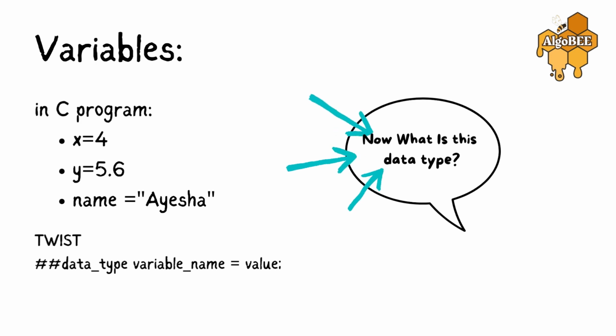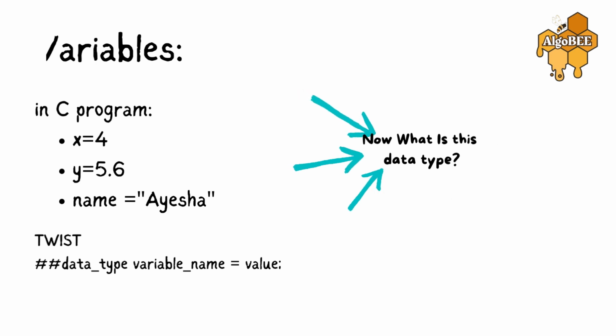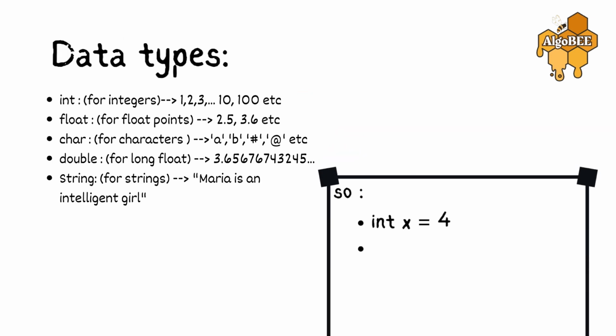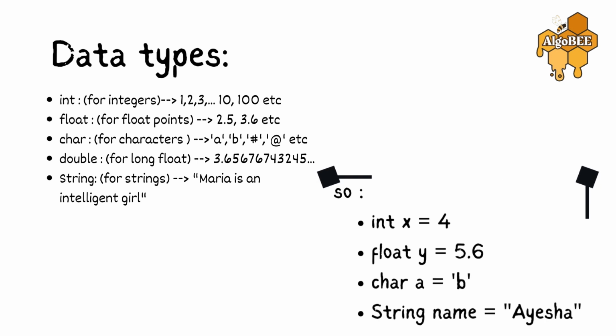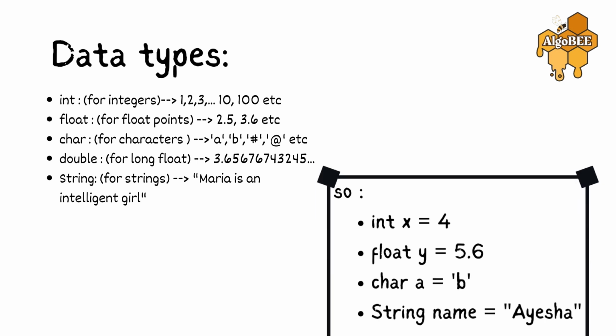Now, what is a data type? When we declare a variable, we basically store data, so we have to mention the data type before declaring a variable. There are primarily 5 types of data: int, float, double, character, and string.